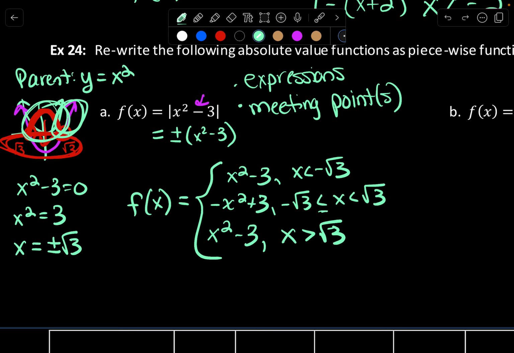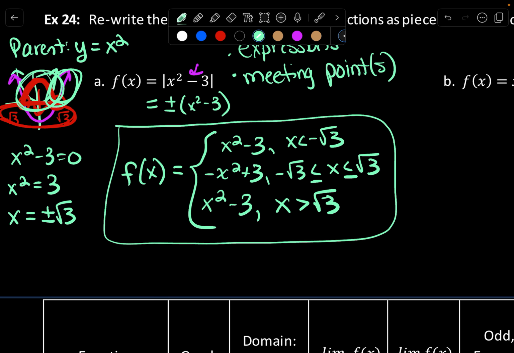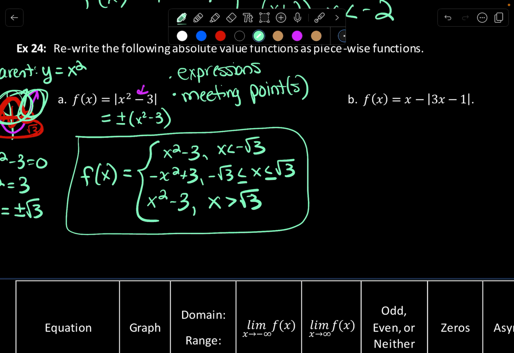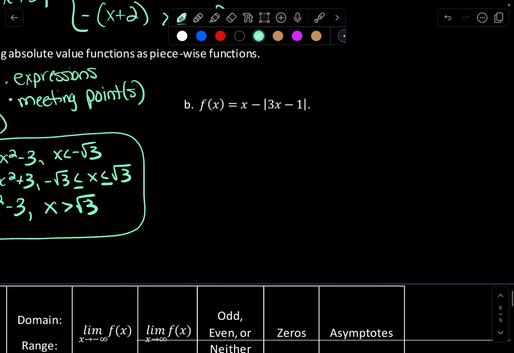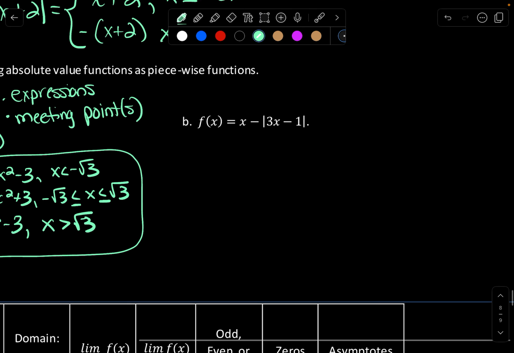The last thing we need to do is include those reflective points, or the meeting points. And I just put them in the middle because it's easier to do that way. So this is our piecewise function. The last one is more analytical than graphical like I did over here. So let's just focus on finding the meeting points and then what expression we will use.